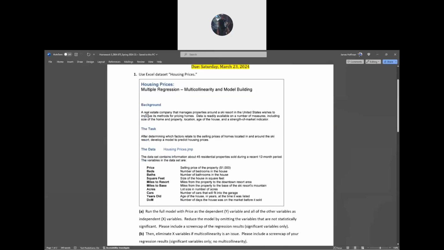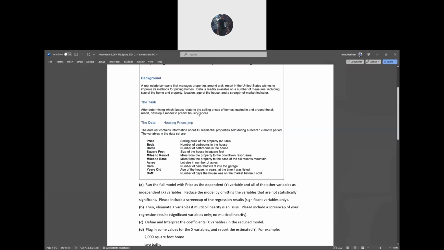So for this example, a real estate company that produces around a ski resort in the US wishes to improve its methods for pricing homes. Data is readily available on a number of measures, including the size of the home, location, age of the house, and a strength of market indicator. What we're trying to do is determine which factors relate to the selling price of the home in and around the ski resort and develop a final model to predict housing. So we're going to start with a whole bunch of things, and then based on our analysis, we'll define it and reduce it if necessary to the appropriate model.